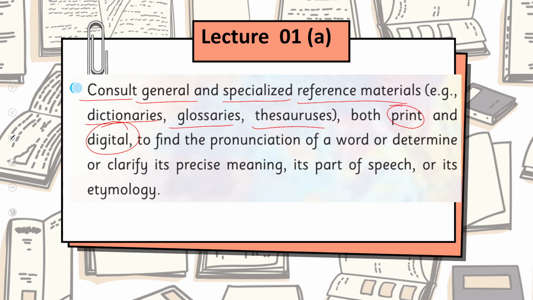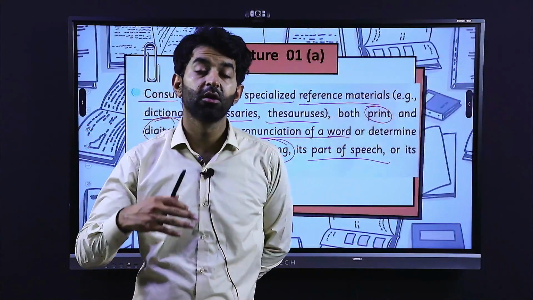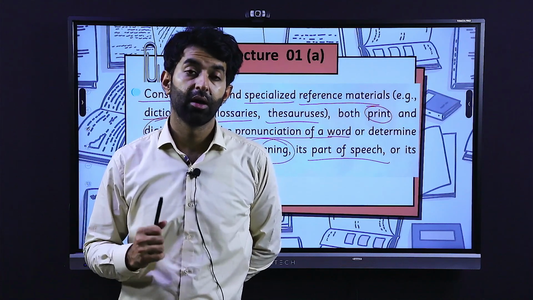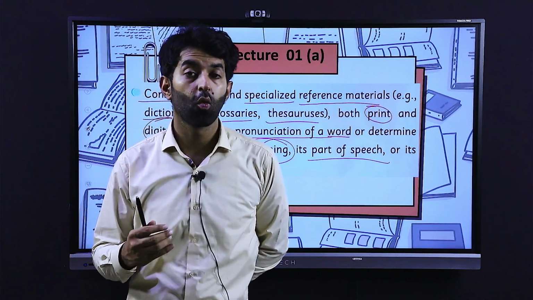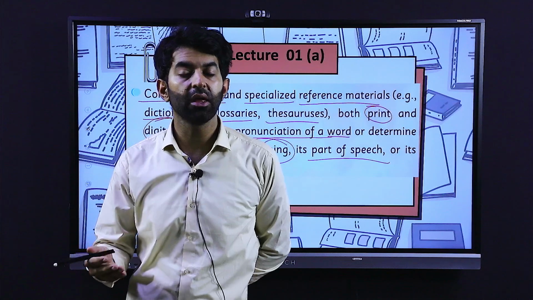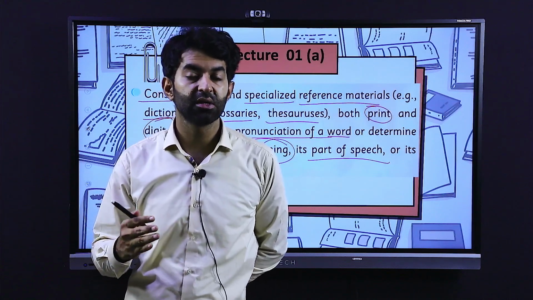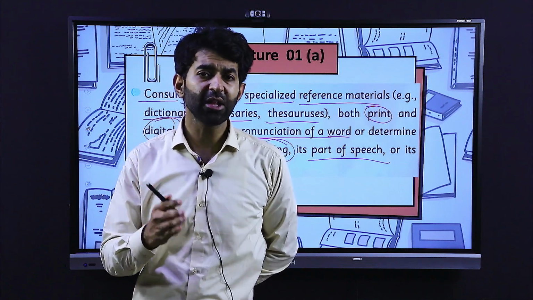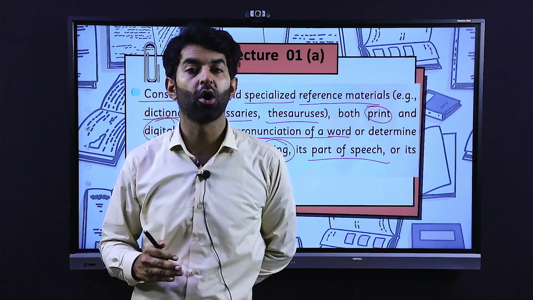We need to find the pronunciation of a word or determine or clarify its meaning, its part of speech, or its etymology. So if you are looking for a word and you want different pieces of information about it, like how do you say the word, what does it mean, does it have different meanings, synonyms, antonyms, does it have an origin, or what we call etymology. So that's why we consult our dictionaries or thesauruses.